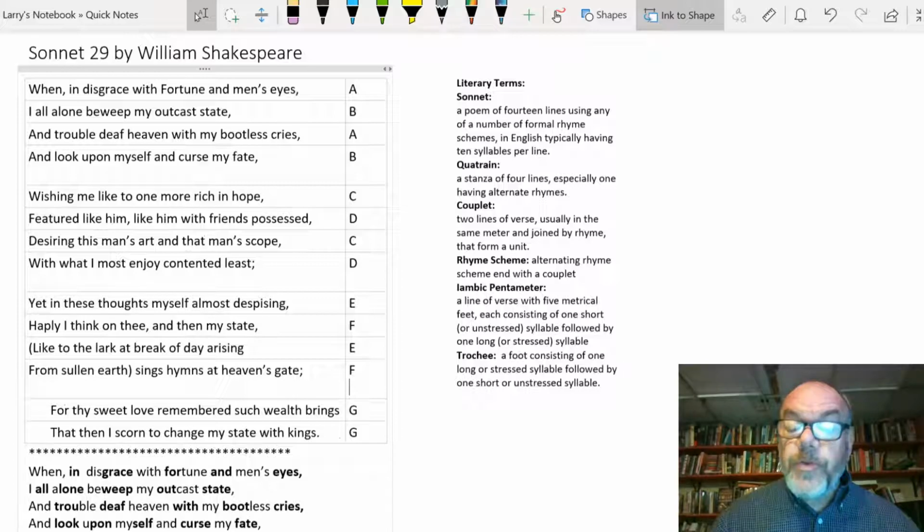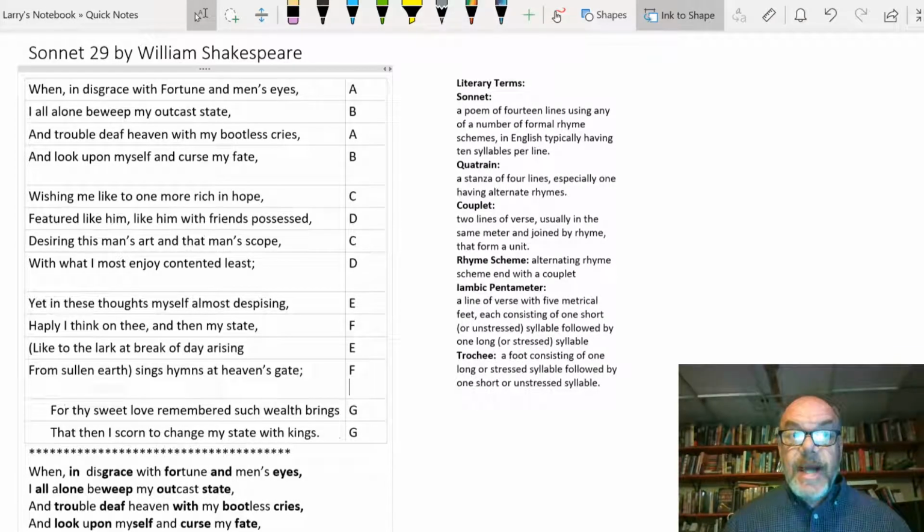"When in disgrace with fortune." Quatrain number 2 may develop that idea, may give us a different metaphor, may offer different insight to the first quatrain. Then quatrain number 3 sometimes can be seen as the shift. Something happens in quatrain number 3 where the speaker of the poem realizes something.